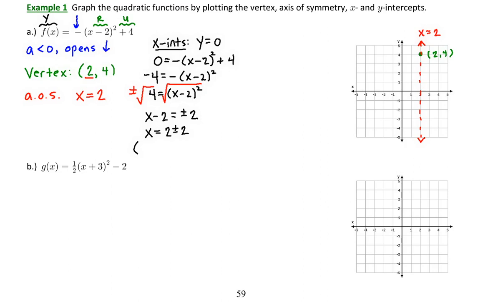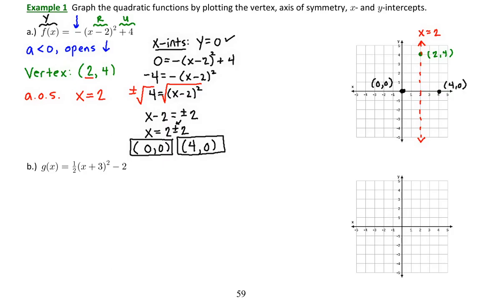So for one of our x-intercepts, I'm going to calculate the difference first. 2 minus 2 gives me 0. And don't forget, we set y equal to 0. So one ordered pair, or one x-intercept, is (0, 0). And the other one comes from 2 plus 2. 2 plus 2 is 4. Our y-coordinate is still 0. So we've got 2 x-intercepts: one at (0, 0), which also doubles as the y-intercept, and (4, 0).